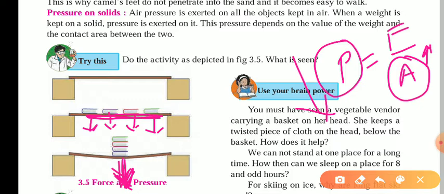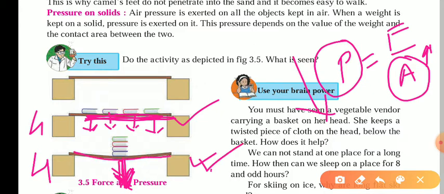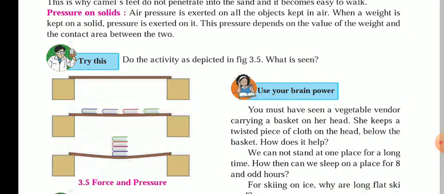Why is the force the same? Because the number of books is the same. Here 4 books, here 4 books, here also 4 books. But the difference is what? The area. Here the area is large, here the area is less. So due to that, what will happen? This pressure will be more. You can see the shape of the stick is a little curved. It's bending downward because it's experiencing more pressure.